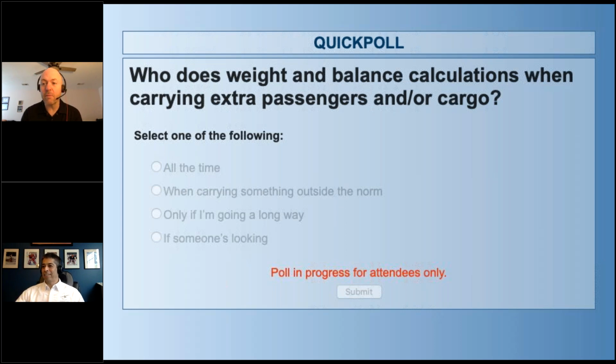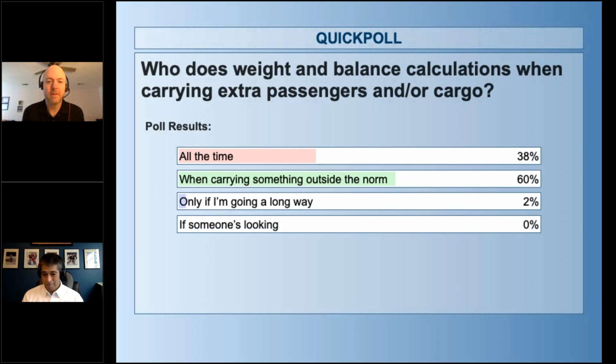All right, so it looks like you got a pretty good response there. We got 76% in, 60% saying when carrying something outside the norm, 38% all the time. We can actually show the results there, I think, Stephen. Thanks. Okay, I like it. Look at that. All the time. Yeah, that's cool. That's awesome because that's the way it should be, right?